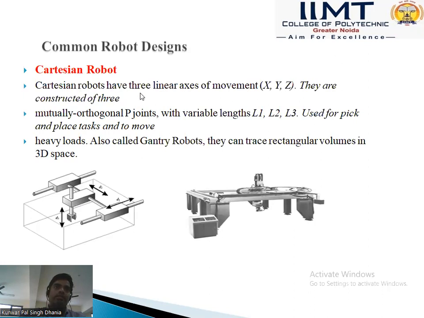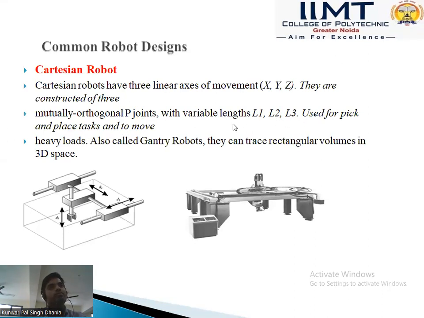Cartesian robot. Cartesian robots have three linear movements. Cartesian means we have the x, y, z axes. So a Cartesian robot has three linear axes of movement: x, y, z. They are constructed of three orthogonal joints, L1, L2, L3, used for pick up and place tasks.